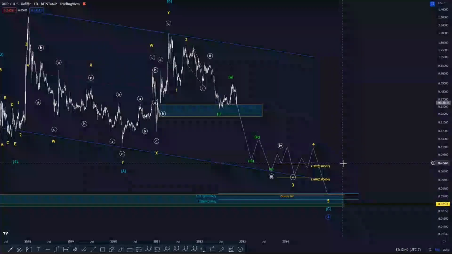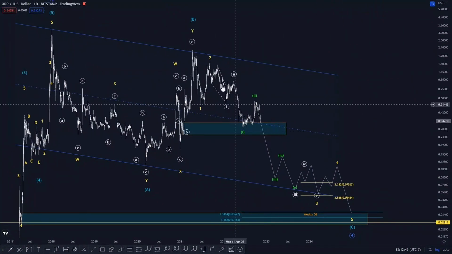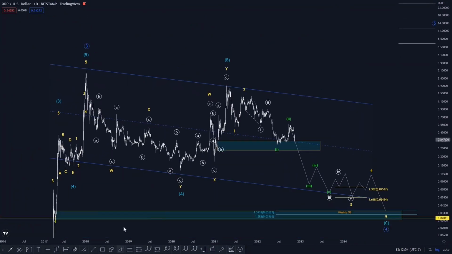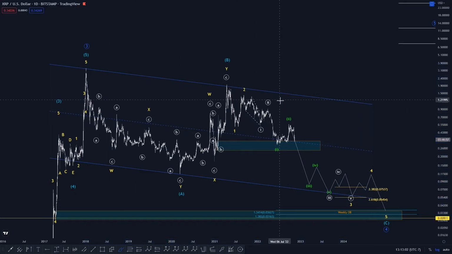Yeah, that's what I see for XP for right now, at least. And even if this count isn't super clear, the overall structure still looks super clear. Still looks like an A into B, and then work on a C right here. So this looks like a clean structure right here from a higher time frame perspective.